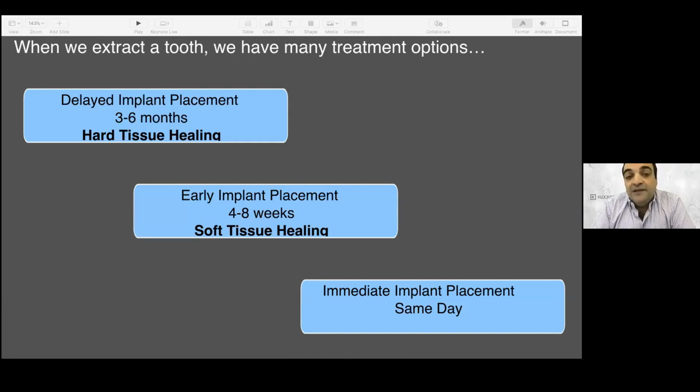There are 3 modalities of treatment after extraction. First of all, we can wait 3 to 6 months for the hard tissue healing. It's a delayed implant placement. Or we can wait 4 to 8 weeks after soft tissue healing. It's early implant placement. Or we can place the implant immediately after the extraction, and this is immediate implant placement, and this is our topic for today. And believe me, if we discuss these 3 modalities with our patient, for sure he will choose immediate implant placement. Why? Because for him it will be less surgery, less time, and less money.